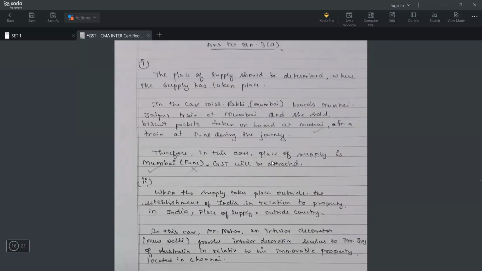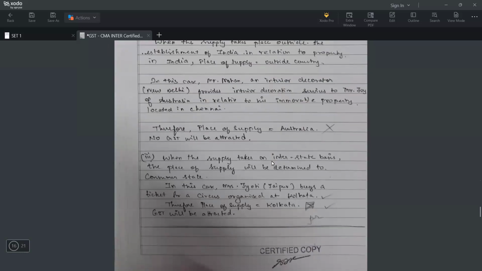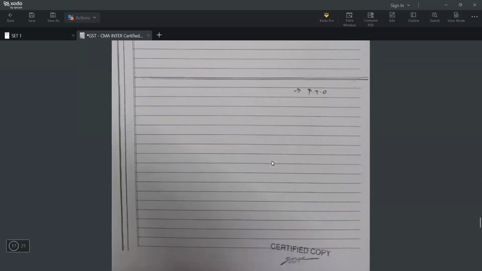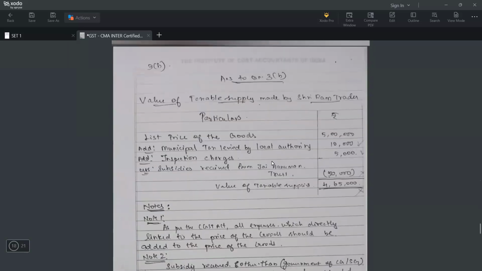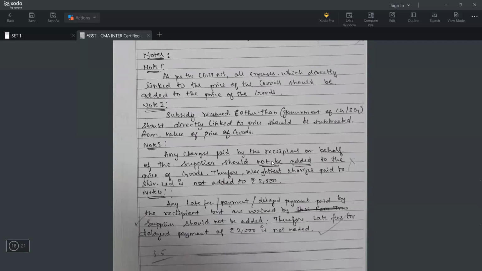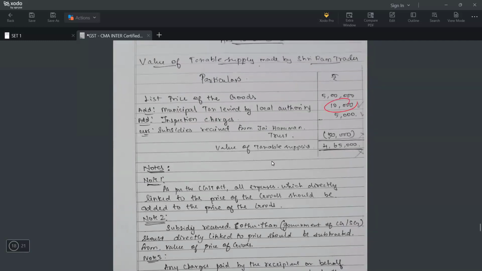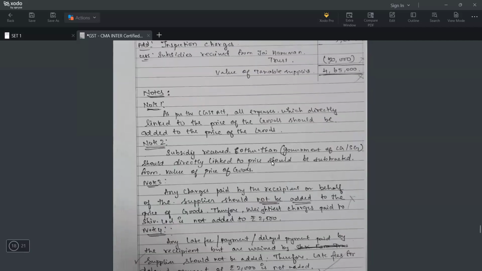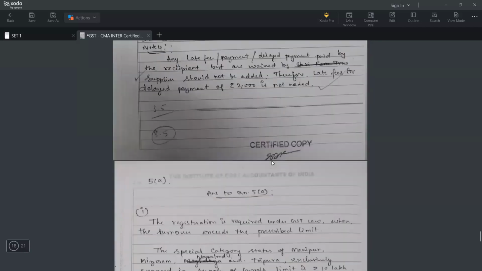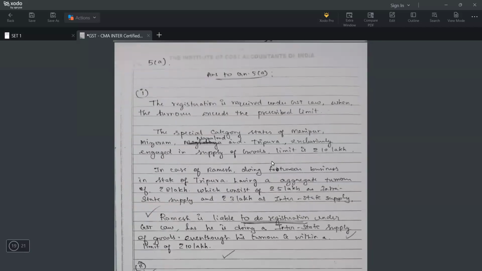Okay, then what is a place of supply? Whatever you have written, everything needs to be in a proper way, in proper sentence formation. Okay, next. Value of taxable supply: you just write what you know, even though the numbers may be wrong, but if the explanation is correct, you may be given the marks. So make sure you are doing everything in a well structured manner.